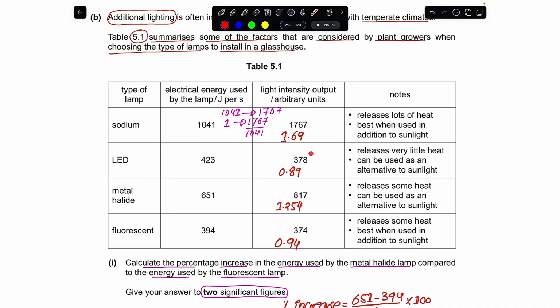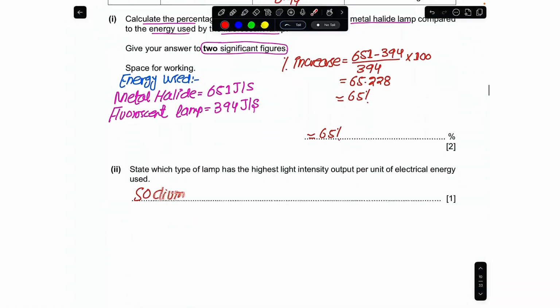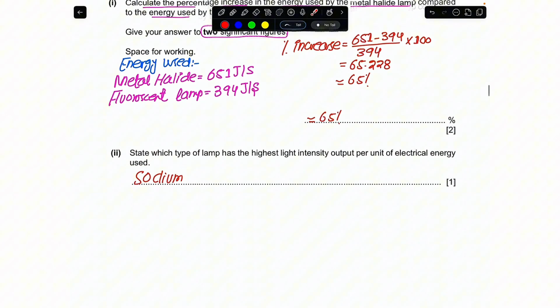So I have done the same. I divided this value by the electrical energy used up value and got the values. Here we would see where we are getting the maximum value, and the maximum value is coming for the sodium. Against 1 joule per second of the electrical energy used up, the light intensity emitted is the highest, which is 1.69. So that is why we are writing sodium here.